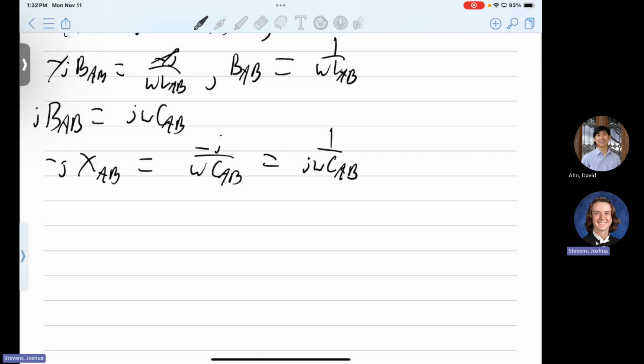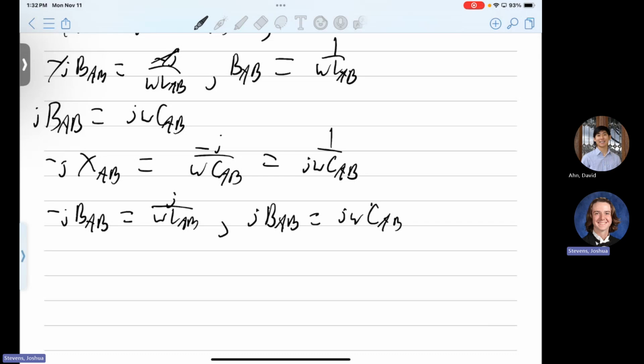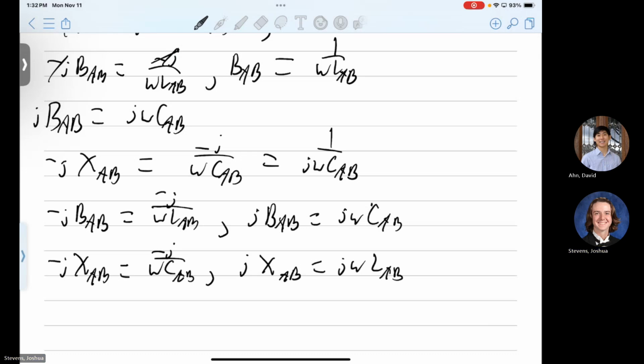Let me write this all in a concise area. I think that'd be better. Negative J susceptance is the same as negative J over omega LAB. Positive J susceptance equals J omega CAB. And if we had a negative J XAB, that's the same as saying negative J over omega CAB. And if you had a J XAB, that's the same as saying this. Does that make more sense? I guess writing it concisely is probably a good idea.